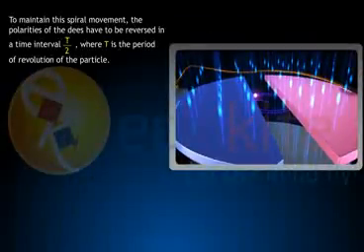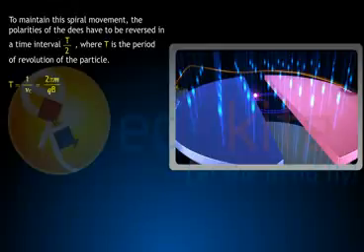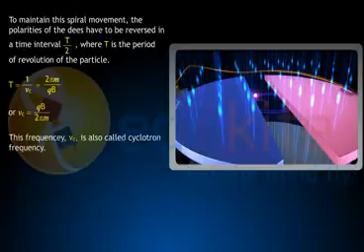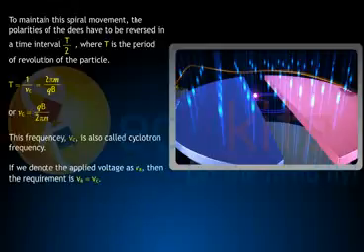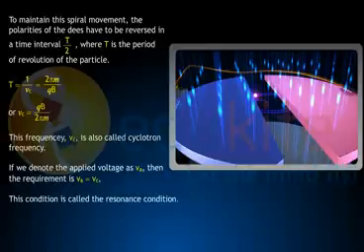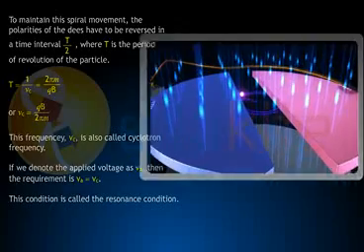To maintain this spiral movement, the polarities of the Ds have to be reversed in a time interval T/2, where T is the period of revolution of the particle. T equals 1 by Vc, which equals 2 pi m divided by Q times B, or Vc equals Q times B divided by 2 pi m. This frequency Vc is also called cyclotron frequency. If we denote the applied frequency as Va, then the requirement is Va equals Vc. This condition is called the resonance condition.